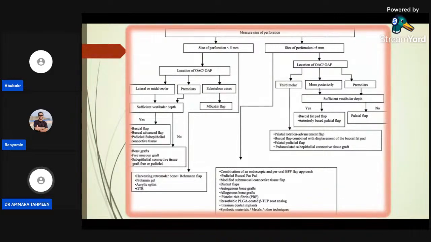If the size of perforation is more than 5 mm and there is presence of sinus pathology, again, as I said, you do an endoscopic procedure by the ENT surgeon to remove the sinus pathology, followed by local flaps. There are other types of flaps, distant flaps, autogenous bone grafts, allogenous bone grafts, platelet rich fibrin, plasmin gel, guided tissue regeneration, and many such procedures. I will be speaking about them in the next slides.